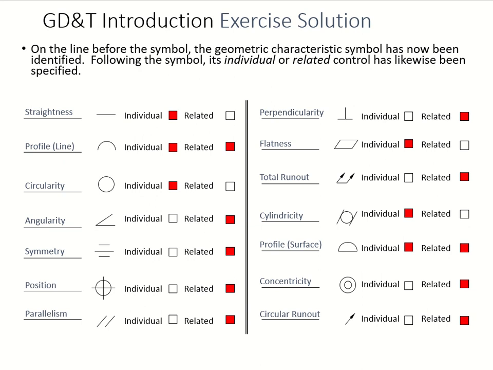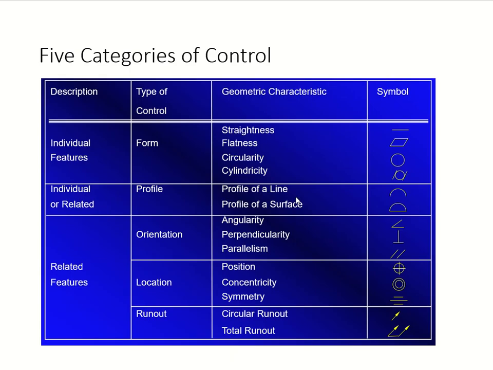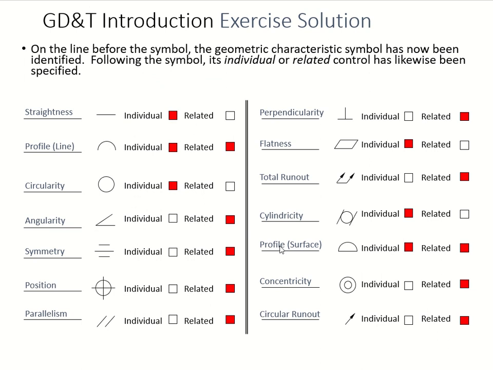So let me go back and I'll show you. So which is this one? Here is your individual or related. So this table, your five categories, is what we are doing the exercise for, and you have to get it. So perpendicularity, you know that's related, because you need to have two in order to measure the perpendicularity. Flatness, the same thing. So individual, because you don't need another one in order to get the flatness. So therefore, that's individual. So these are your symbols, your geometric characteristic symbols, and you need to know whether they are individual or related control.